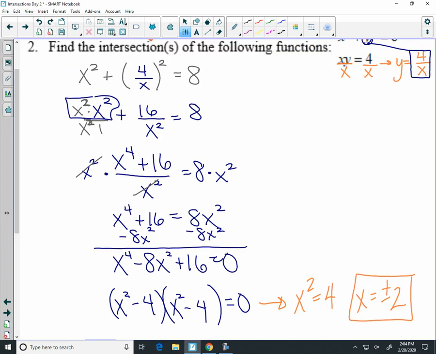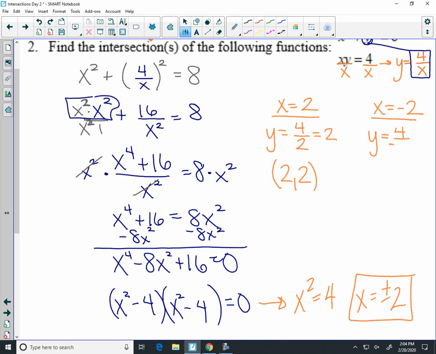So I'm going to plug back in here. I'm going to plug in +2, and I'm going to plug in -2. And I'm going to do y equals 4 over 2. And same thing with negative. So like I said from the beginning, this example has 2 solutions, one in the first quadrant and one in the third.